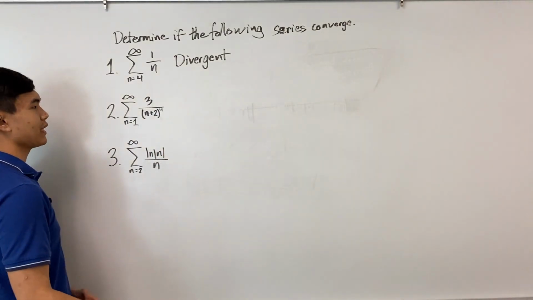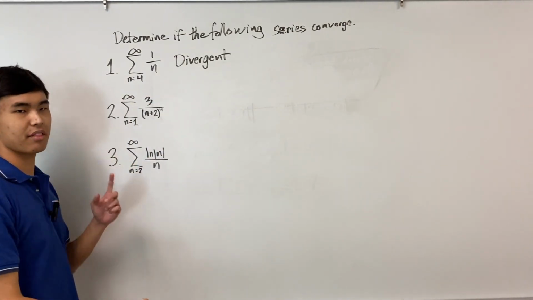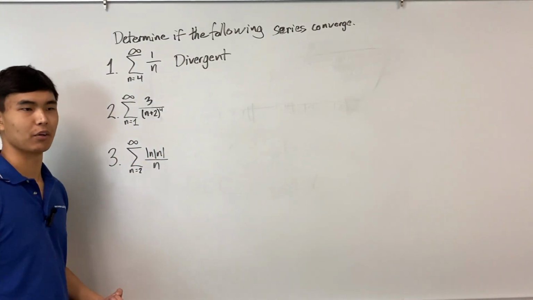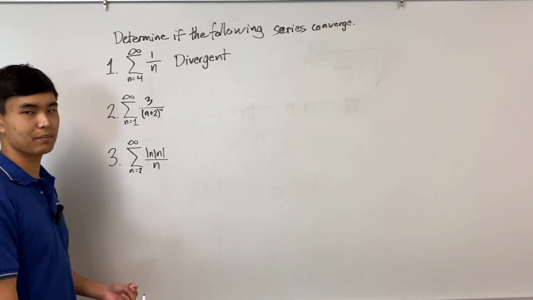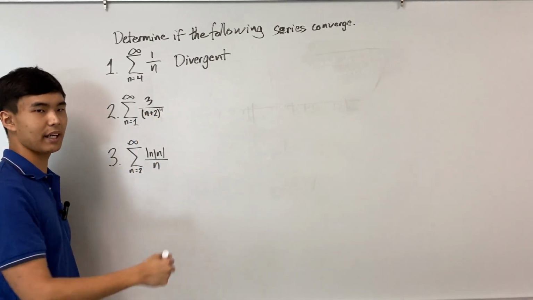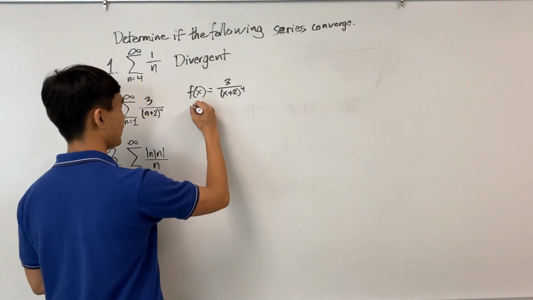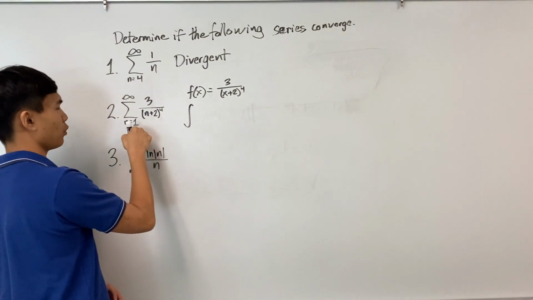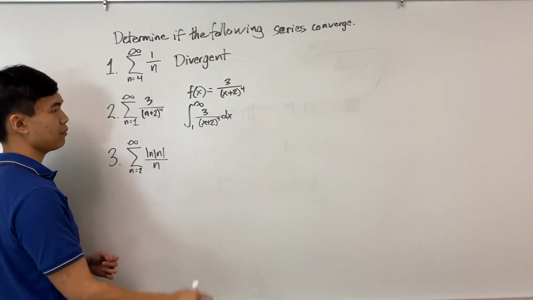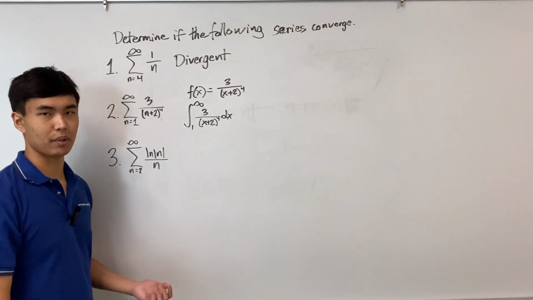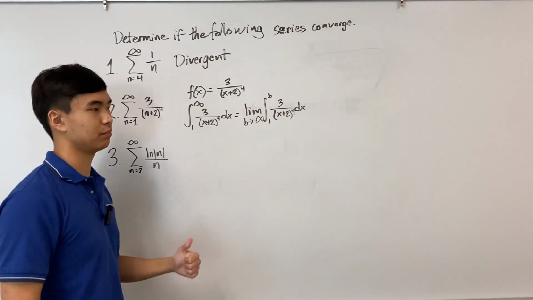Now our second problem is the series from 1 to infinity of 3 over n plus 2 to the 4th power. Like last time, I'm going to begin by finding our f of x, and very simply, I'm just going to replace n with x, and that's our function. Now I'm going to find the integral of f of x from 1 to infinity, like so. And I'm going to begin by, again, using the limit to make the integral proper. And now I'm going to pull the 3 out of the integral, like so.